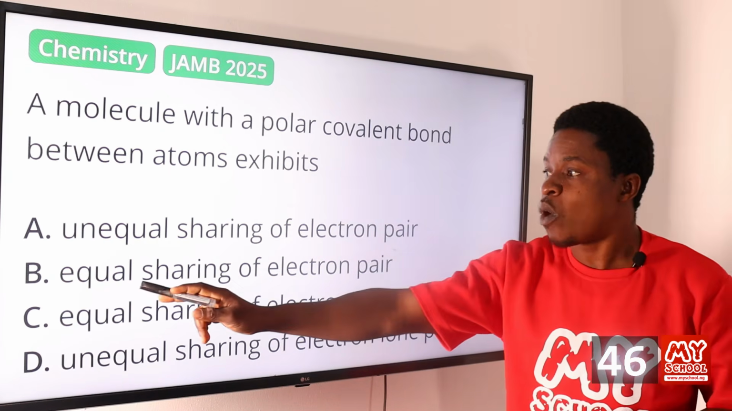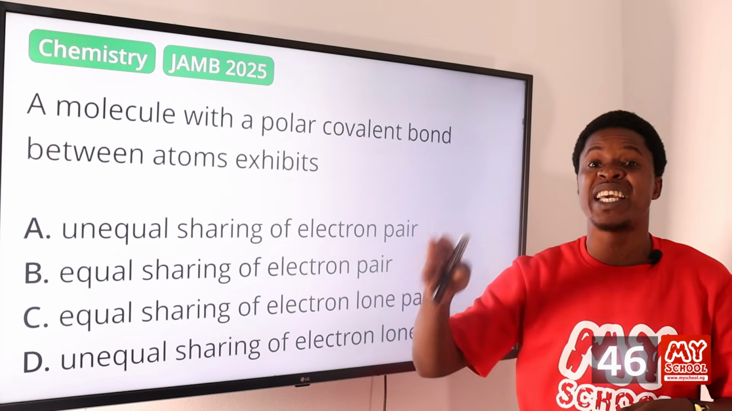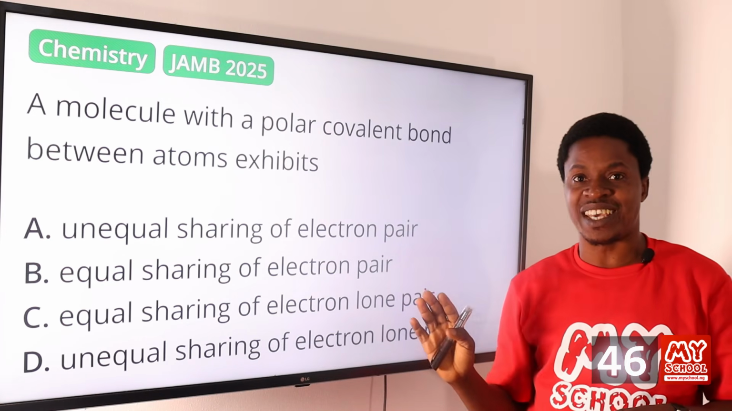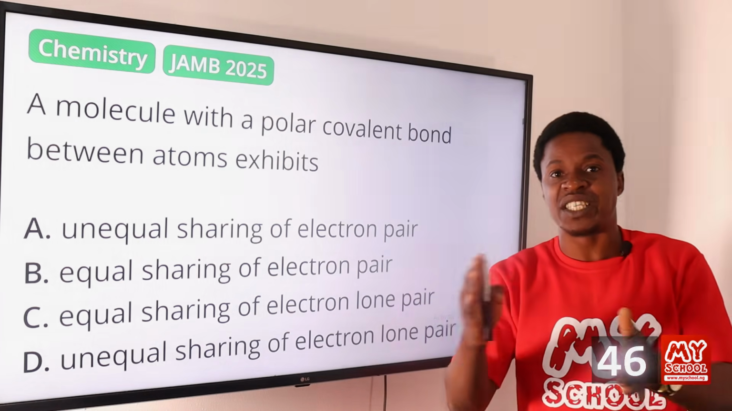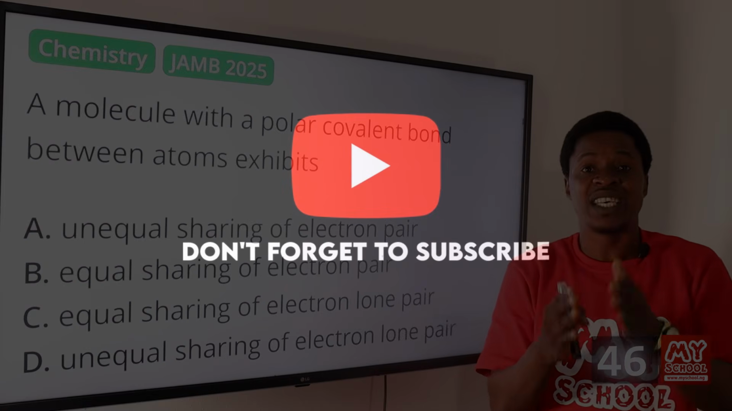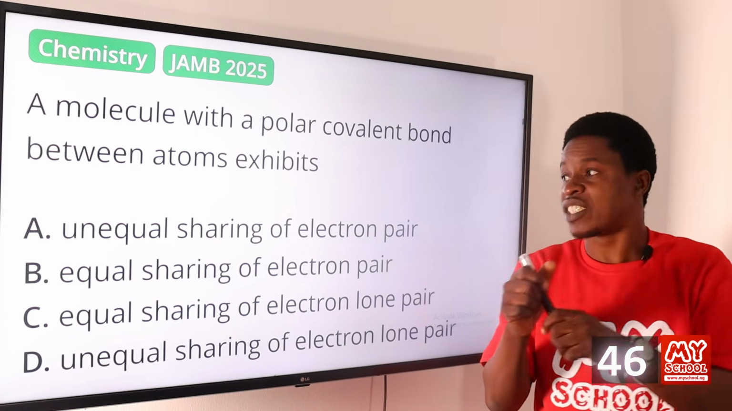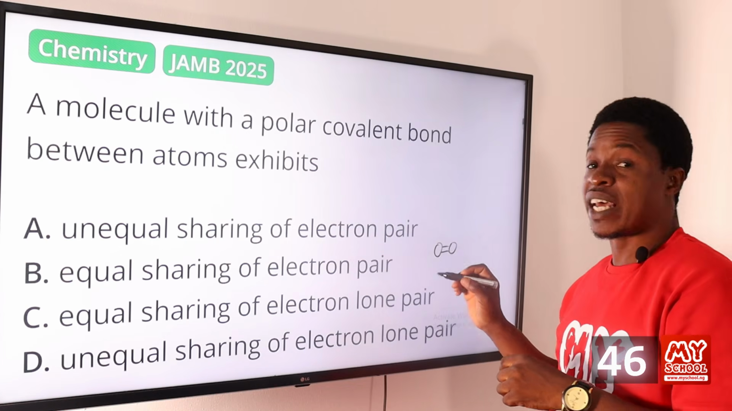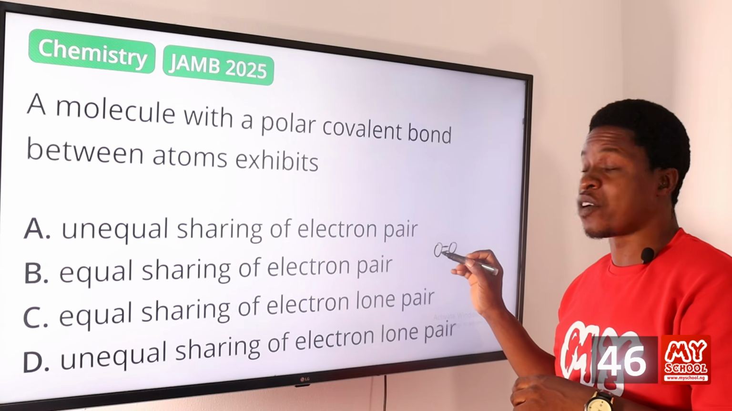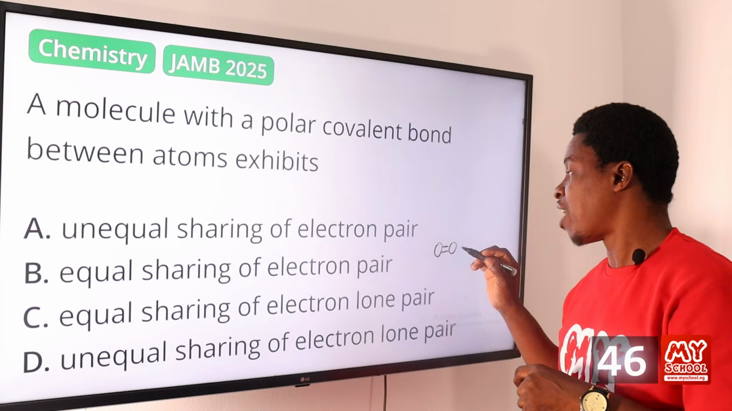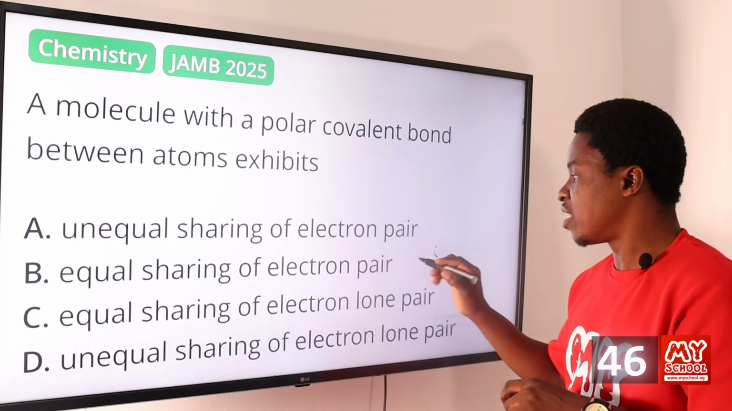Option B says equal sharing of electron pair. If it is equal sharing, then it becomes a non-polar covalent bond, because the sharing is equal and no one is more electronegative than the other. That usually takes place in molecules with identical atoms, like the oxygen molecule O2, oxygen and oxygen. The bonding is not tending towards either atom because they have the same electronegativity. So this is a non-polar covalent bond, which is not what we are talking about.